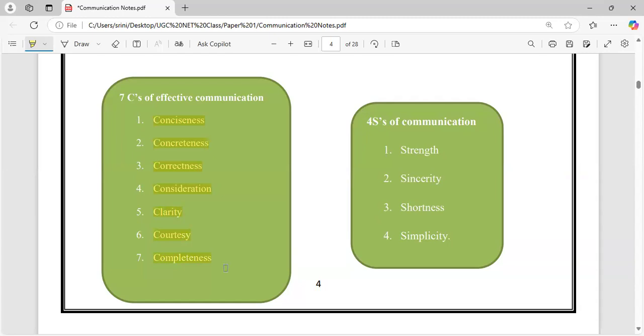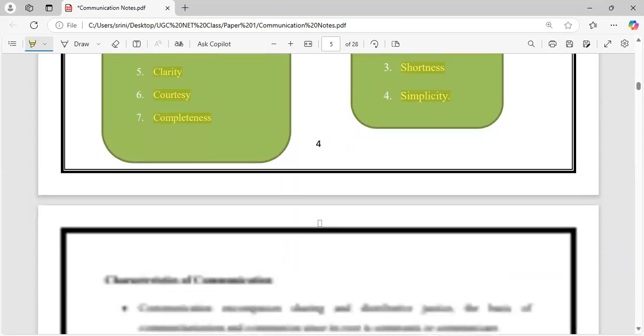It must provide a complete message. And there are 4 S's of communication, which are strength, sincerity, shortness, and simplicity. Nowadays, after 2010, they never ask this kind of question, but still, they're going back to the root. They're going back to the basics. So we should also remember this.